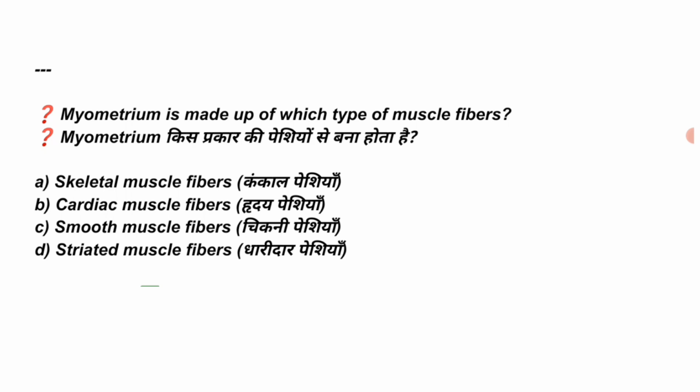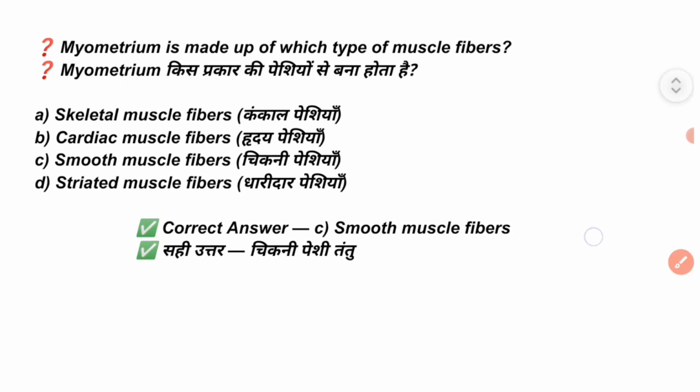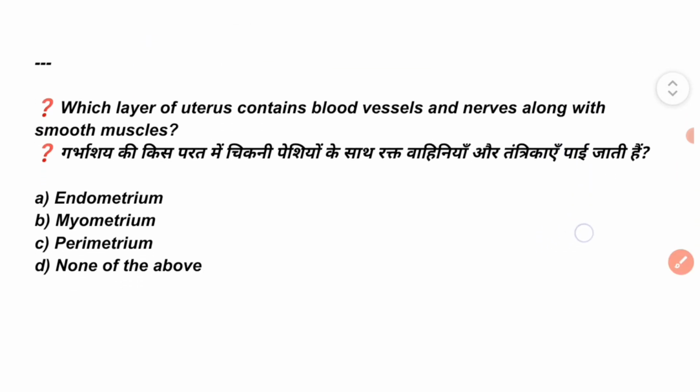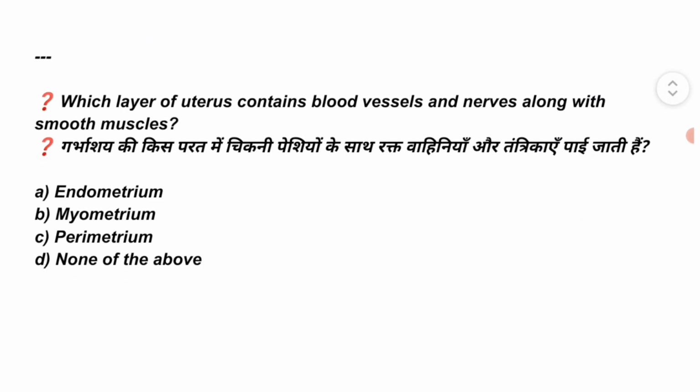The right answer is option C. Smooth muscle fibers. Next question. Which uterine layer is the thickest? The right answer is option B. Myometrium. Next question. Which layer of uterus contains blood vessels and nerves along with smooth muscle? The right answer is option B.